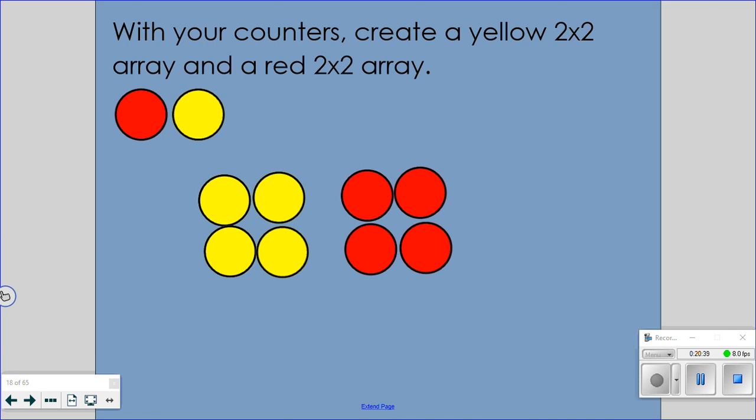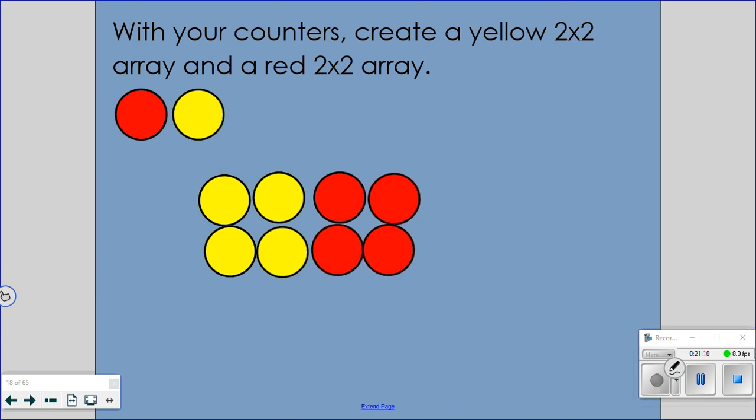Go ahead and push them together. Push those arrays together. And then I want you to make them all one color. You can make them all yellow or you can make them all red. Push them together just like this. I'm going to make mine all yellow, but you can make yours something different.